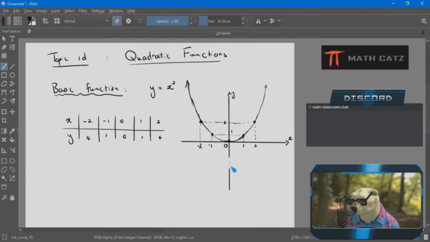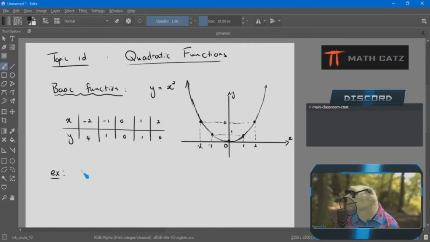Let me just make some space here. I don't need the y-axis to be that long at the bottom. Now what we're going to do first is modify this basic function to create other functions that are based on this parabola shape, this quadratic function. So let's just have an example. I don't have a problem for this. Actually, I do have a problem, but I'll do it in a second.